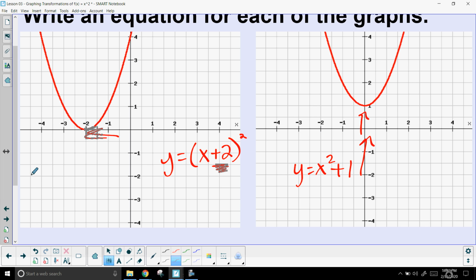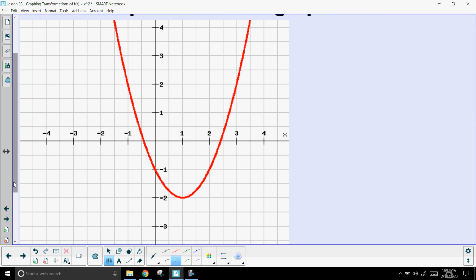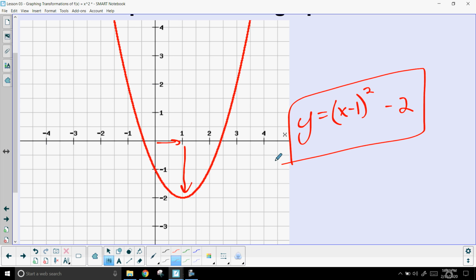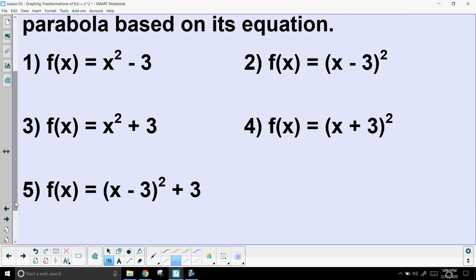And look, here's a good combo. Think about what it's doing. Right, left, up, down. Good. It went to the right 1, and it went down 2. So we know we're subtracting 2 over here. But since we went to the right, we need to subtract 1 in that parentheses. With practice, you'll get better at this. So, at this point, you can pause, copy these examples, try to figure out the transformation, hit play, and we'll check your answers.